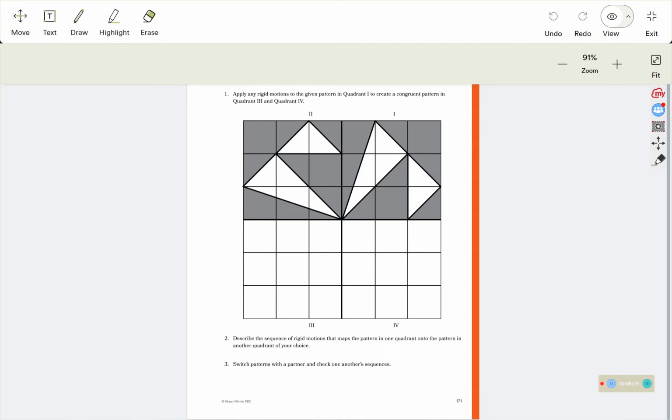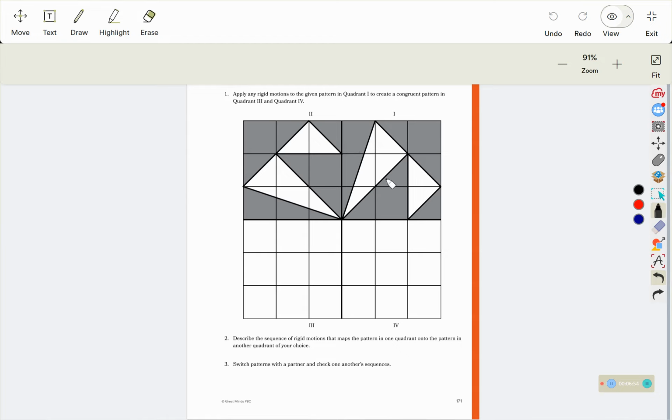Apply any rigid motions to the given pattern in quadrant 1 to create a congruent pattern in quadrants 3 and 4. Describe the sequence of rigid motions that maps the pattern in one quadrant onto the pattern in another quadrant of your choice. So it looks to me like a rotation occurred here.